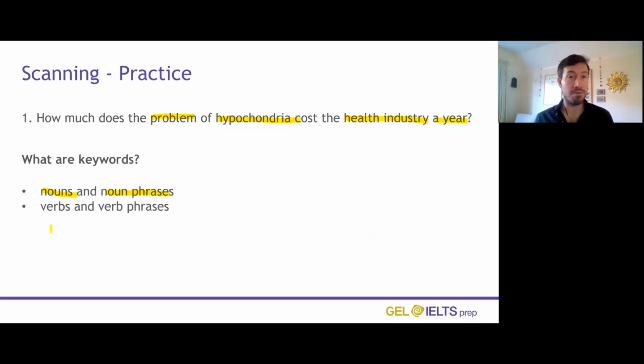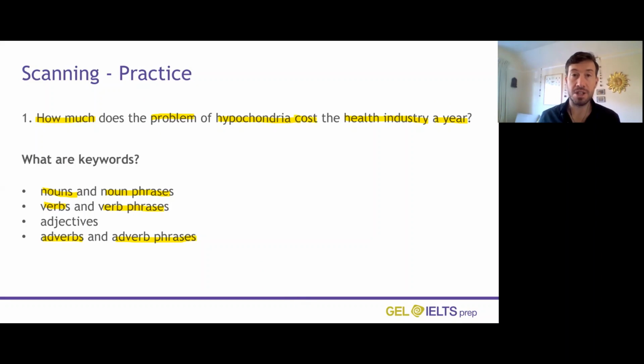Other keywords could be verbs and verb phrases. For example, you might find the verb here, cost, certainly a key word. Adjectives are usually keywords, but we don't have any adjectives in this particular question. And adverbs and adverb phrases are also keywords. So how much is an adverb. Those would be the key words of the question. And if we were going to scan for something, we'd think of synonyms for them and look for that.